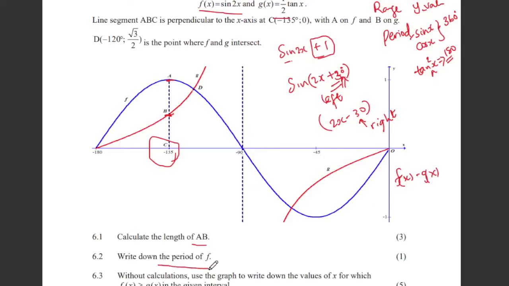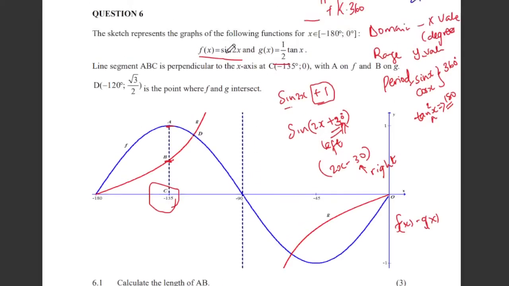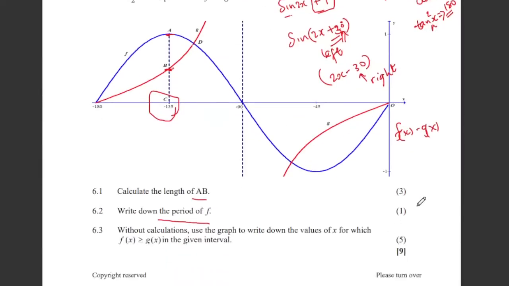Then they want the period of f. Remember, the period for a sine is 360, but since we have a 2, that 2 is going to reduce the period of the sine graph to 180. Okay, you can see that even from negative 180 up to positive 180, we have just one graph.